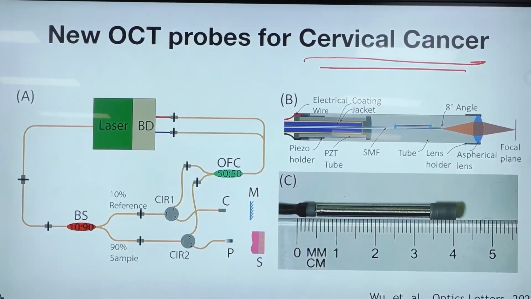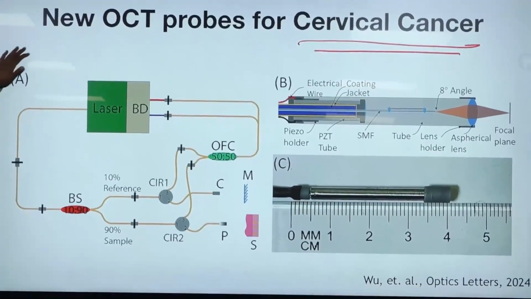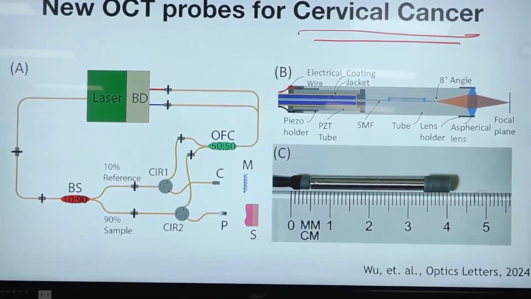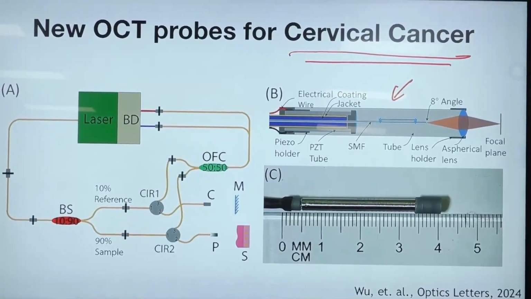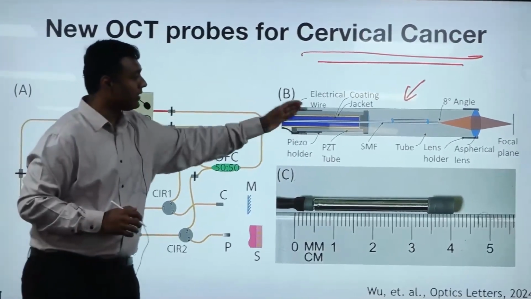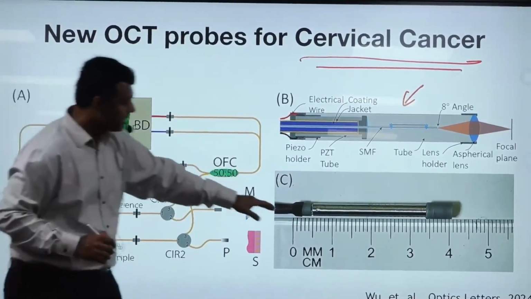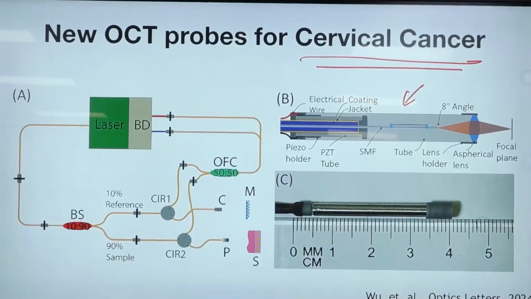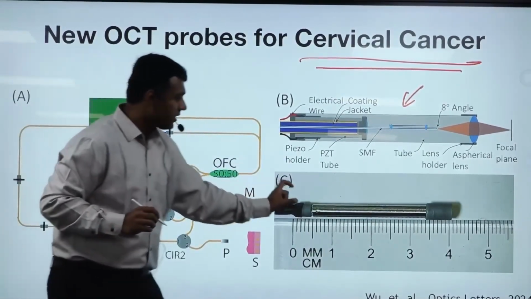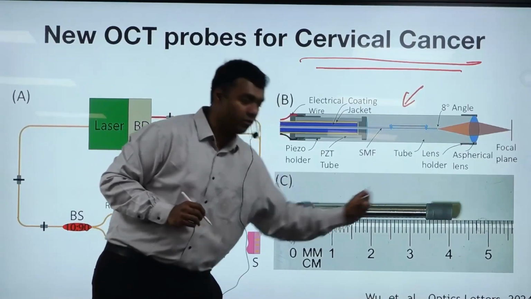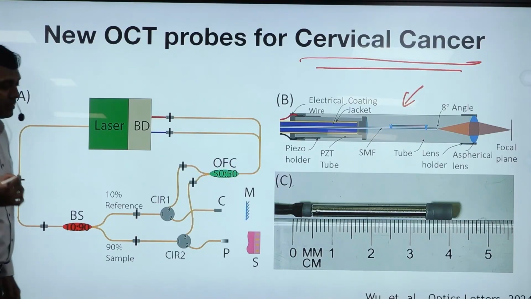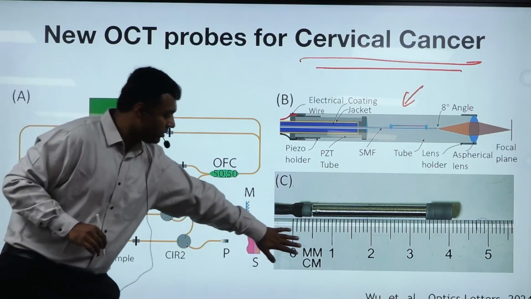This is a paper which we published last year from my lab. This is the essential architecture of what my students and I built. The internal structure looks something like this, and once it's built in the lab, it looks fairly simple. It looks like a thin pen. This diameter is about 3 millimeters, 4 millimeters. So it's thinner than a regular pencil. It's something you can hold in your hand. You can see the ruler over here.